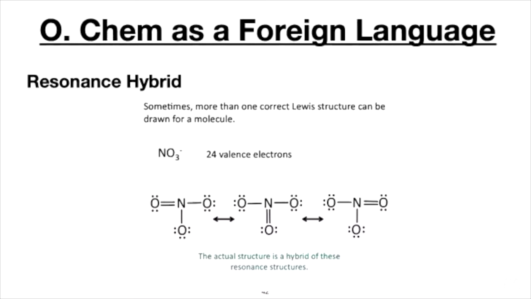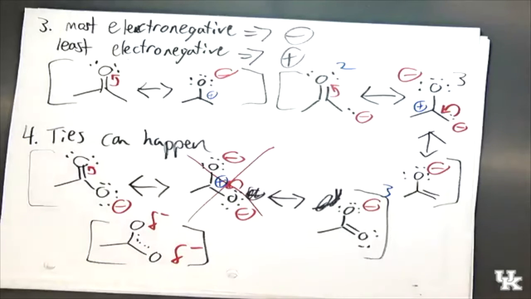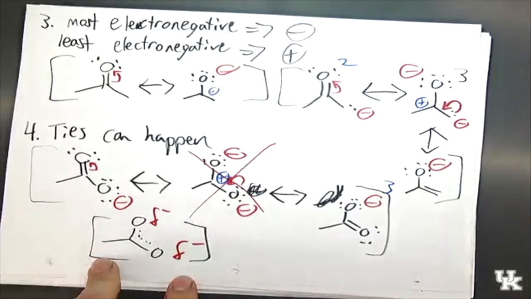Okay, so we're talking about resonance hybrids, and this is again, OChem is a foreign language. How to speak OChem. Resonance hybrid is a way to put all these ideas together. You're trying to draw it in a way such that somebody can understand it quickly.